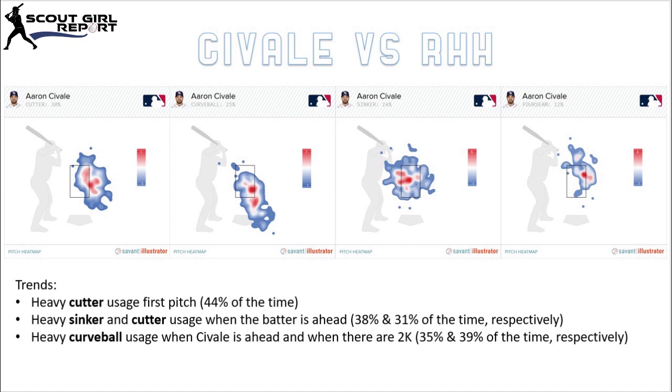Some trends I've noticed: first pitch, he has heavy cutter usage. When the batter's ahead, he tends to go to that sinker. And then when there are 2 strikes or when he's ahead, he has heavy usage of the curveball. And you may have noticed for the curveball in the heat map here that there are 2 major areas of concentration for where he throws it.